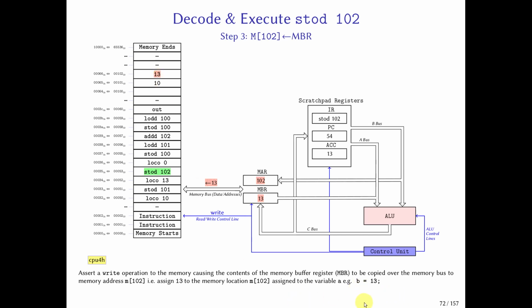So the upshot of all of that is that when we've executed the machine code instruction store direct STOD 102, well, that coupled with LOCO 13 is essentially equivalent to the high-level programming instruction B equals 13. So at this point, with 4 instructions executed, we've actually initialized 2 variables, A and B, with the values 10 and 13 respectively.